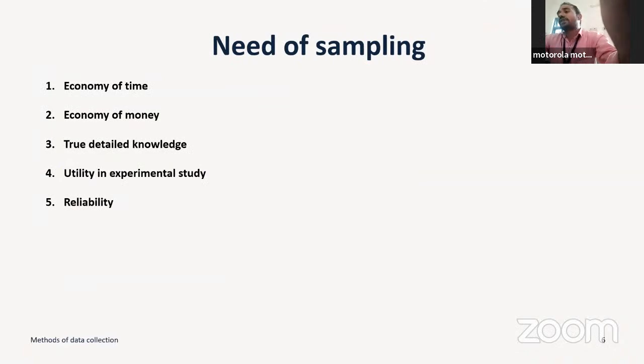Why do we need to do sampling instead of the census method? I already told you it is an economy of time and economy of money. It will generate too detailed knowledge regarding the whole population. Even though we selected a limited number of samples, they will represent our whole population. They will represent the whole universe.